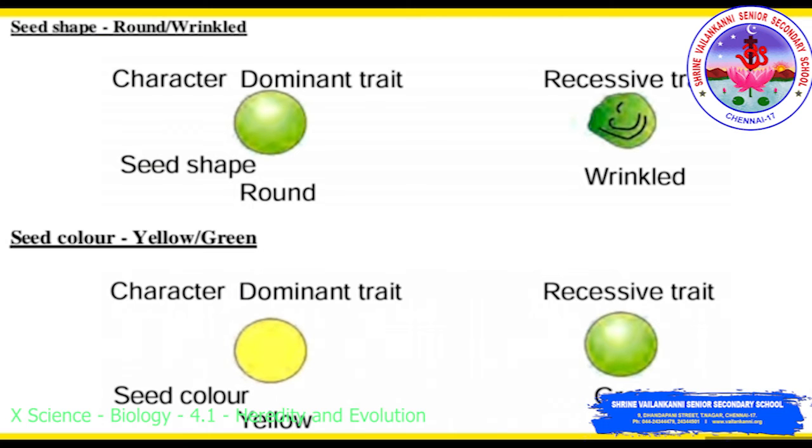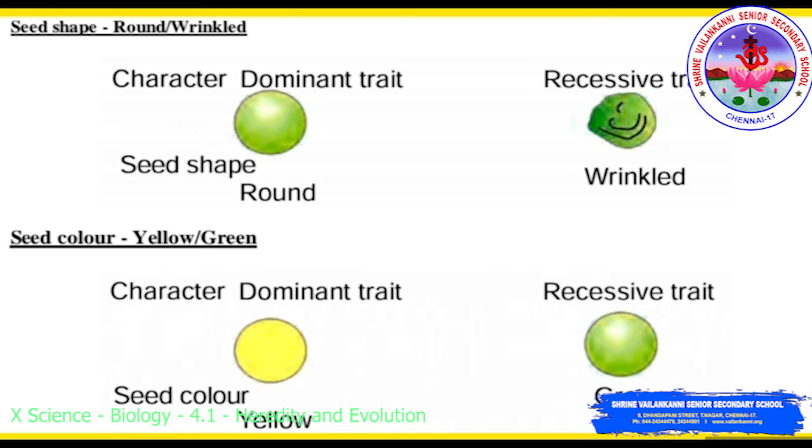Here you can see the seed shape is round, which is the dominant trait. On the right-hand side you can see the recessive trait, where the garden pea is wrinkled. It's obviously not the round shape; it is wrinkled, very dry in nature. These are the seed shapes, round and wrinkled, observed by Mendel's experiment.